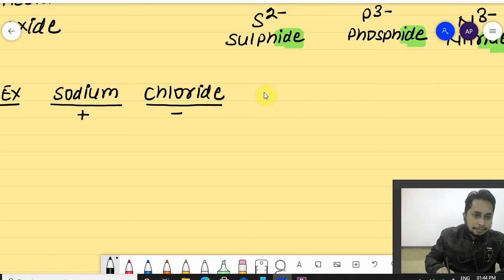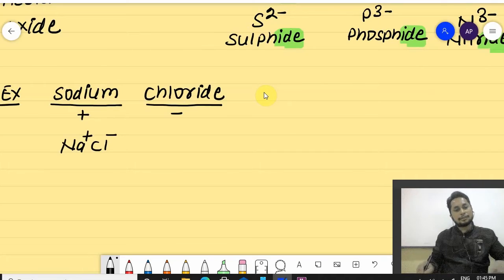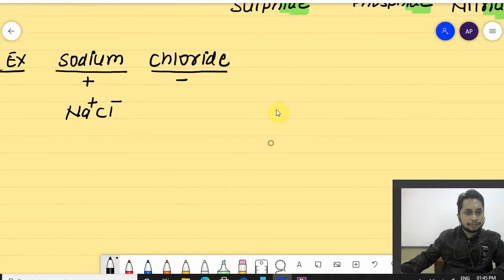Now, if you know the symbol of sodium and the charge of sodium, that is Na and single plus, and the symbol of chloride, Cl, having single minus charge, then you are able to write the correct formula. Sodium chloride, NaCl. Single plus and single minus. Atoms and molecules are neutral species, which means the magnitude of positive charge will be equal to the magnitude of negative charge.